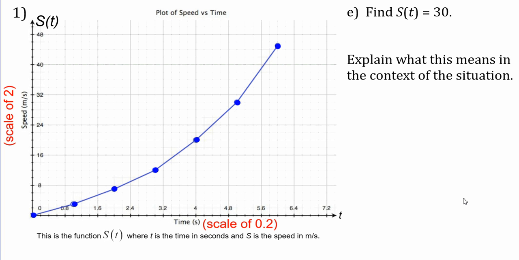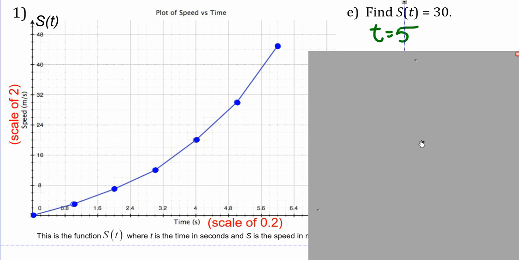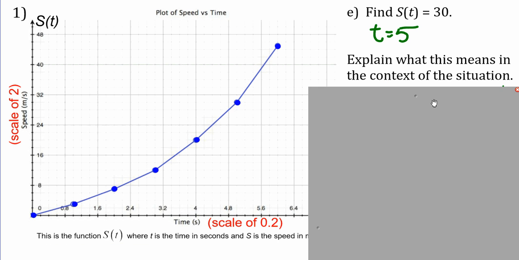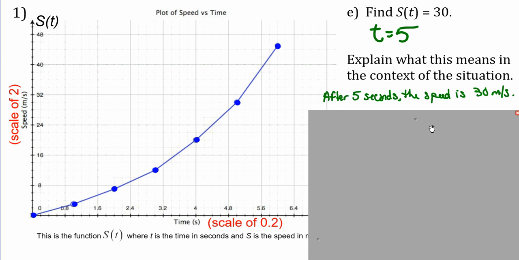Find S of t equals 30. So what is this telling us? Our output is 30. So what input does that happen? So we're going to go to the outputs and find 30, which is here. Scroll over to where it lands on your function. What input does it happen at? 5. So t equals 5. What does it mean? Well, after 5 seconds, the speed is 30 meters per second.